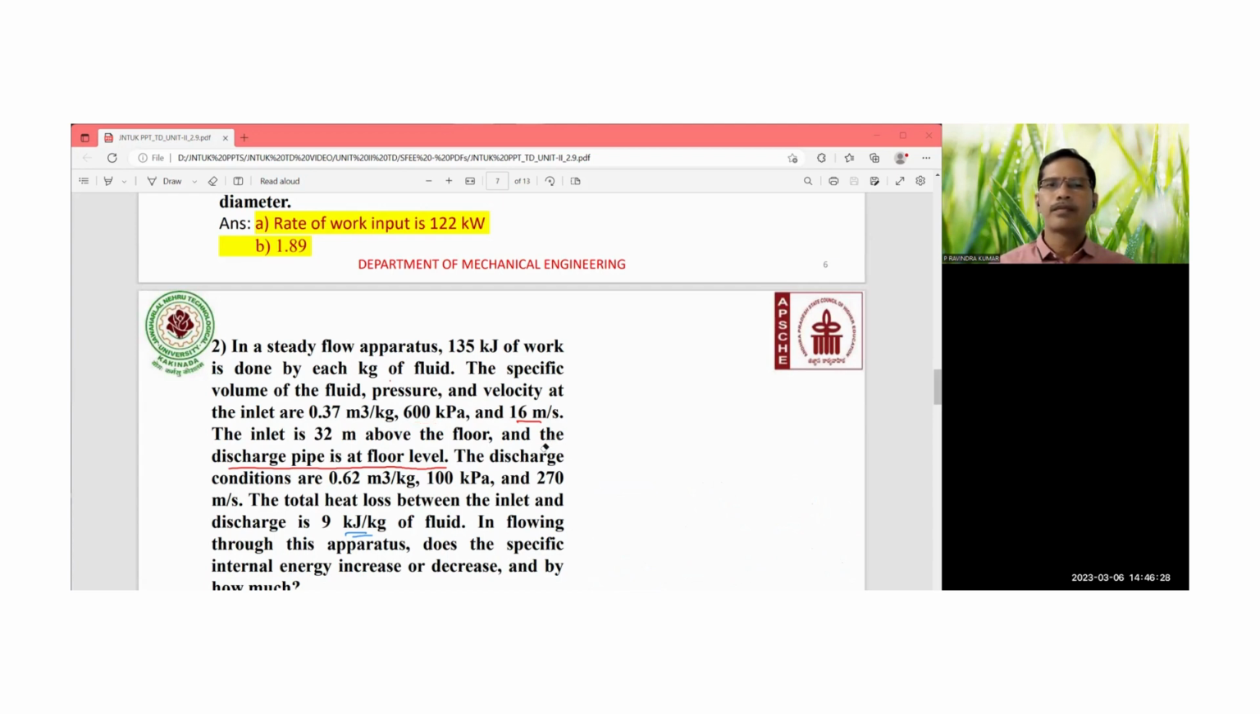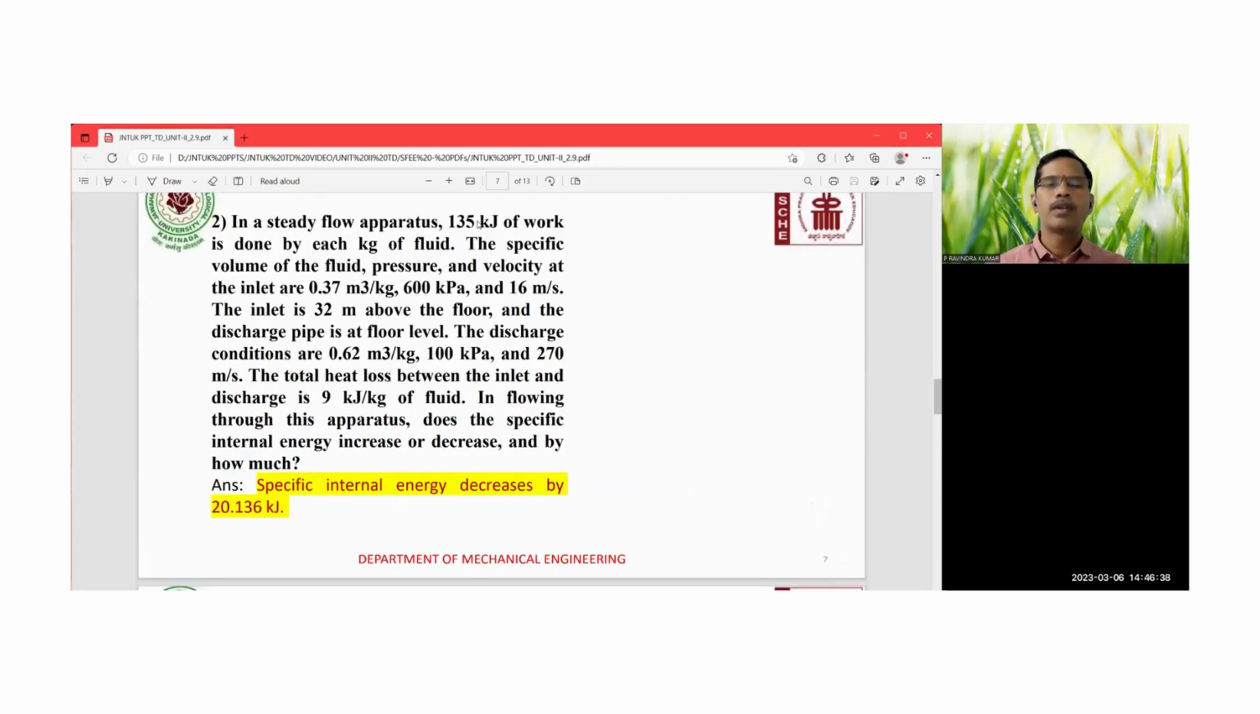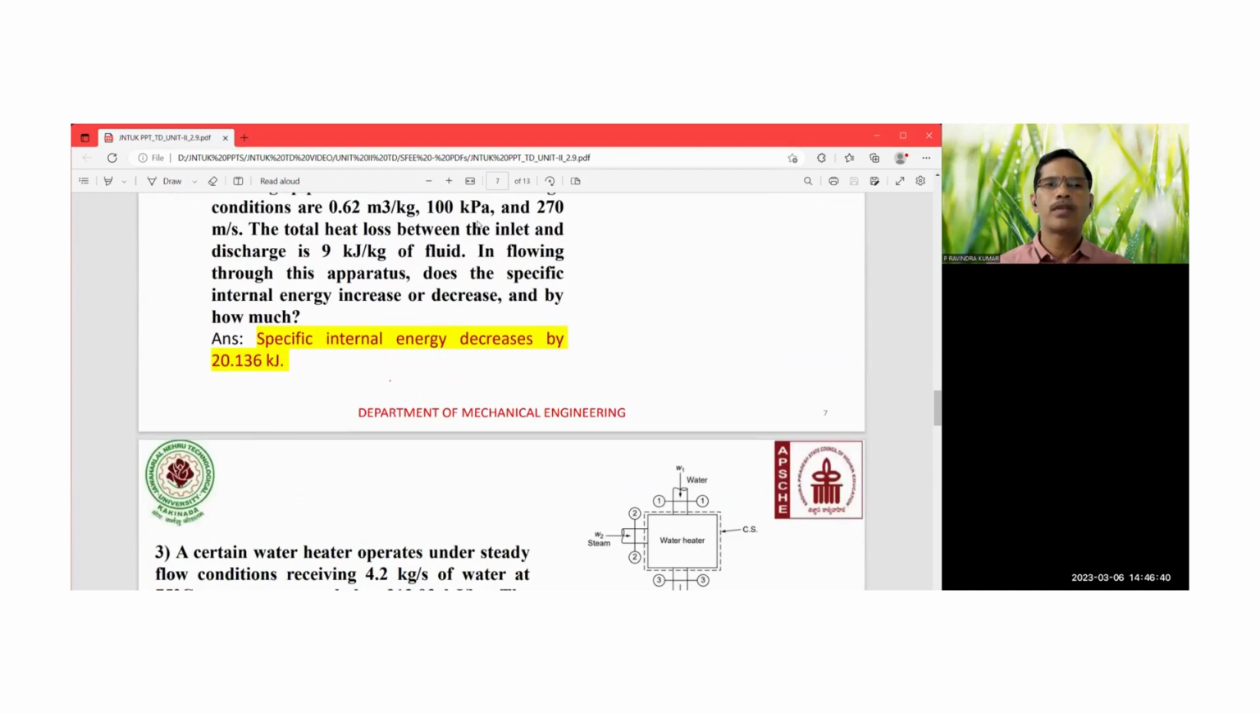PK Nag. So these are the solved problems. If you have any doubt, you can go through the textbook. So the specific internal energy decreases by this amount.